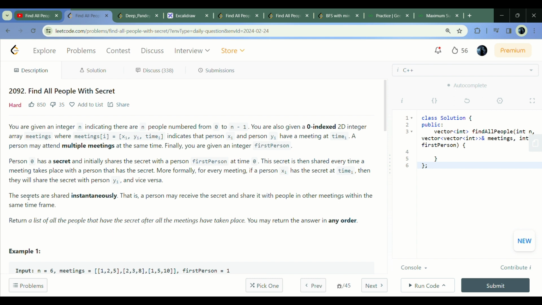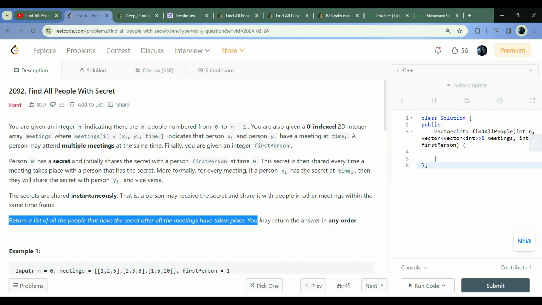The secrets are shared instantaneously. That is, a person may receive the secret and share it with the other people in the meeting within the same time frame. It means that if one person is having a meeting with 4 and also having a meeting with 5, where time is equal to 10, then both of them will get the secret from 1, as they are having the meeting at the same time. So what we have to return is a list of people that have the secret after all the meetings have taken place, and we can return that answer in any order.